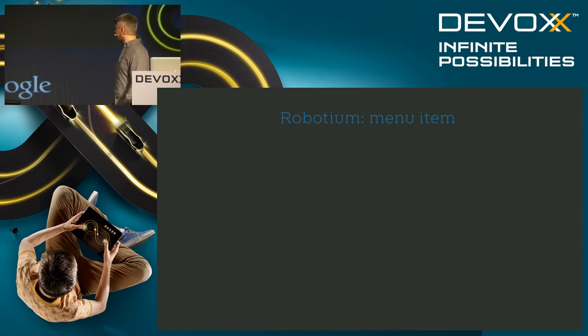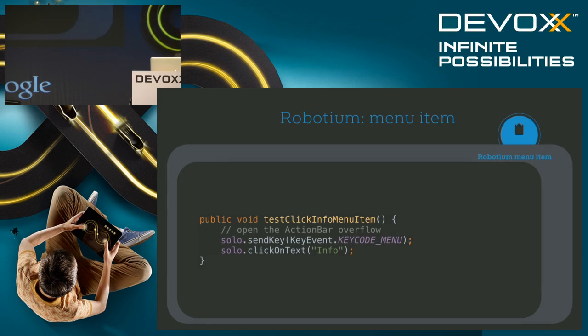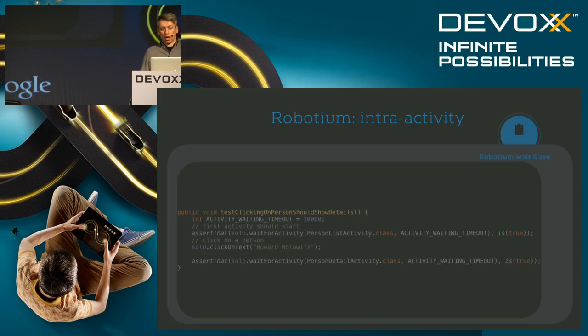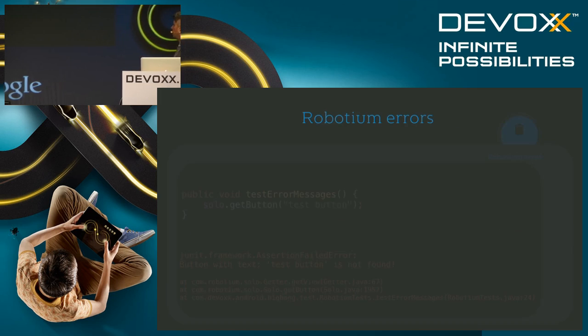You have all these shortcuts and useful functions in Robotium. Also, for instance, let's say you have a menu or you have an action bar with an overflow. Well, I could just send it, for instance, a menu key code. At that point, my overflow should open up, and I can, for instance, click on the info. Also useful to know, that was too fast.